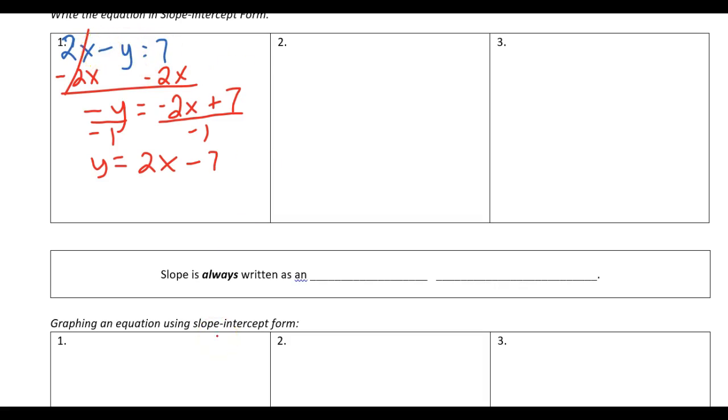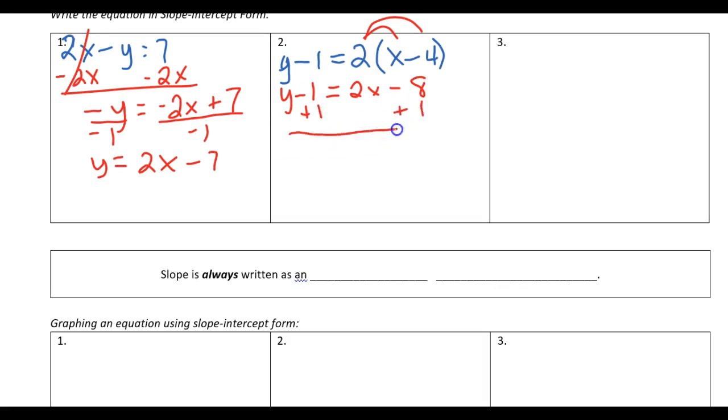All right, number 2. We're going to write out y minus 1 equals 2 times the quantity of x minus 4. In order to get this one to be y equals, we need to first distribute that 2. So now I have y minus 1 equals 2x minus 8. My last step is to add that 1 constant to the other side. And I'm left with y equals 2x minus 7.